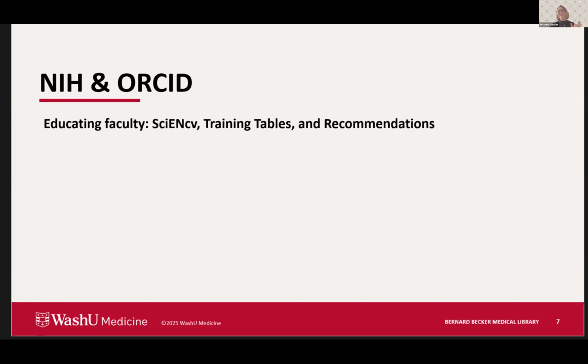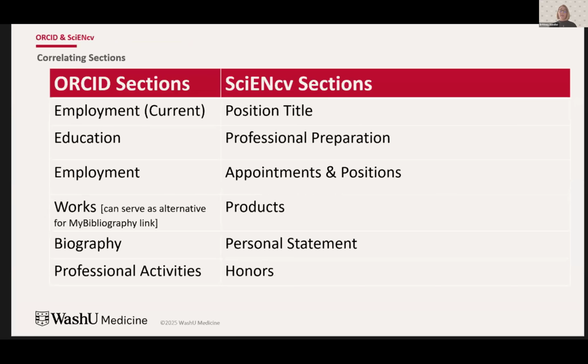And we also move forward with that with SciENcv, as Bart was talking about, and training tables. And then we also have our key recommendations that we give to our faculty. So one of the big things that we do with SciENcv, like what Bart was alluding to, is the correlations. Education is one section in ORCID records that a lot of our faculty don't always populate. So we make a point of explaining to them, if your education is filled out and you set the visibility to green or yellow, then that directly goes into the professional preparation section of SciENcv. And when they can start seeing where the one-for-one things are, they are much more apt to want to actually populate it and see the benefit of it.